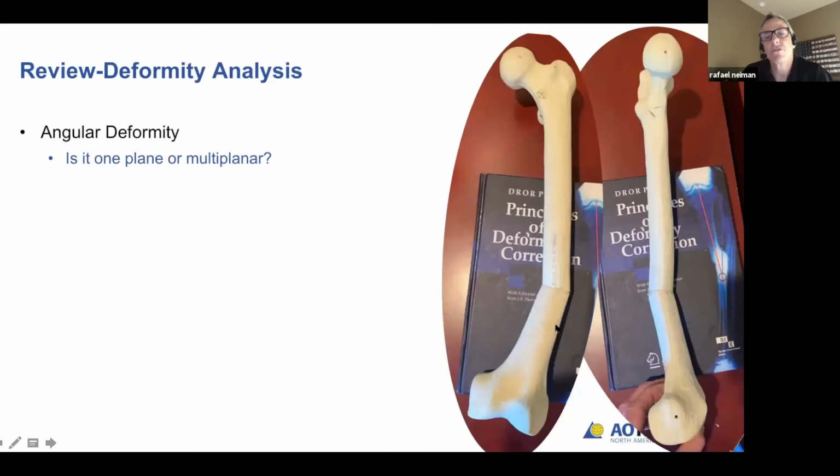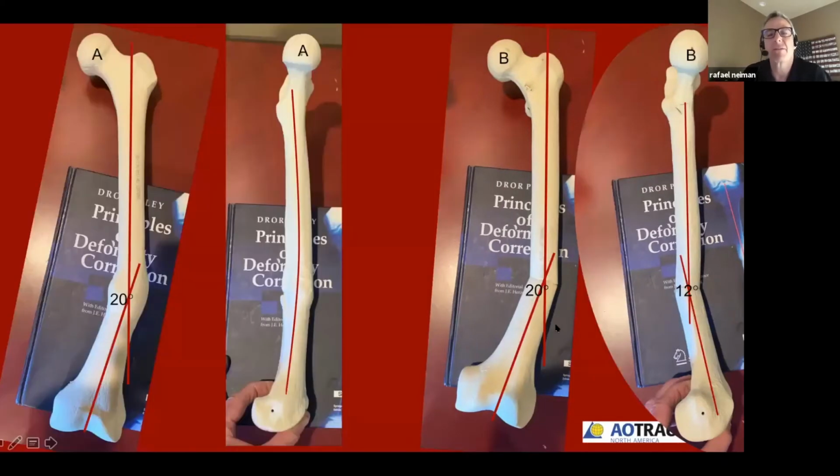So let's go over some of the principles of deformity correction here. You've heard over the course of these weeks about single and double and multiplane deformities. I took the sawbone on the left, model A, and I modified it to the sawbone on the right, model B. Each of these has a coronal plane deformity of 20 degrees. But I induced also an apex posterior deformity of 12 degrees on the model B. So does the model B have a multiplanar deformity? Not really. It's just like model A. It has a single deformity. It's just not in the same plane.